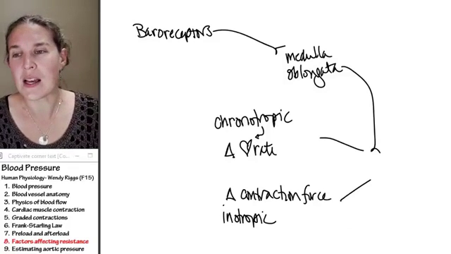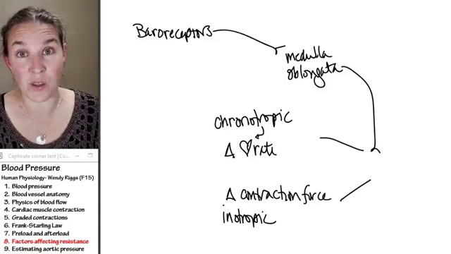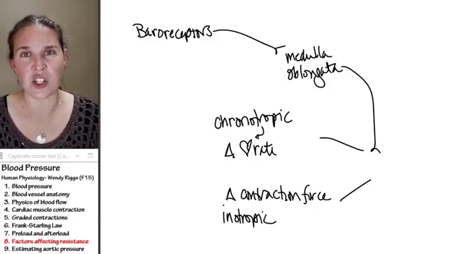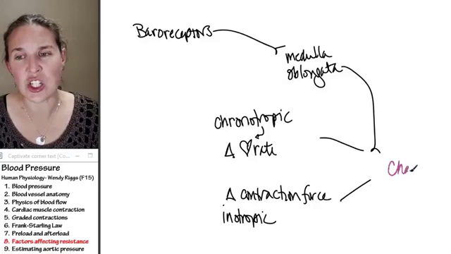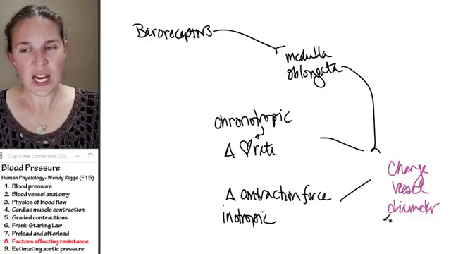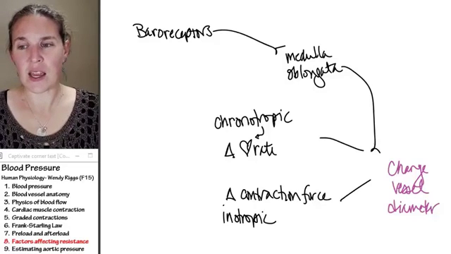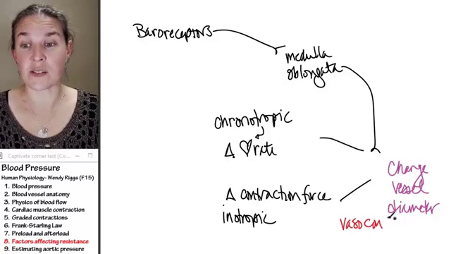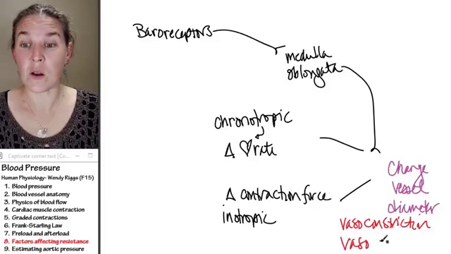Well, there's something else that we can do that doesn't have to do with the heart. It has to do instead with the peripheral vasculature. We can change vessel diameter. And I want you to think about this for a second. If we're changing vessel diameter, the other words that we can use for this are vasoconstriction or vasodilation.